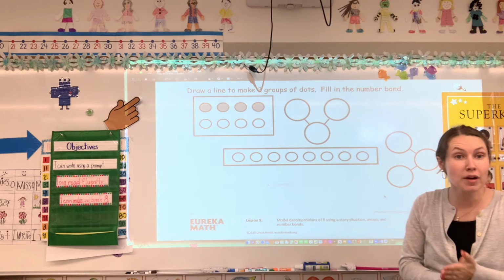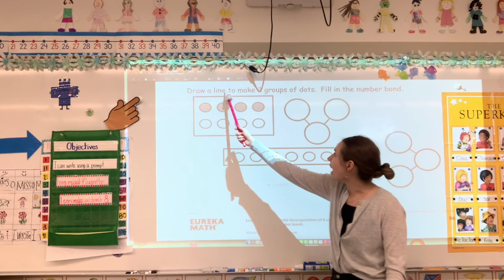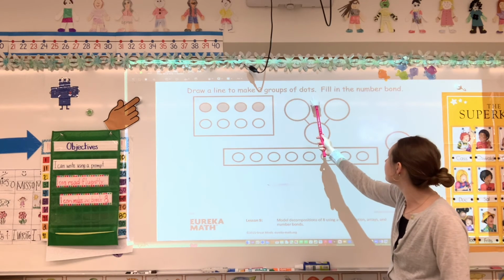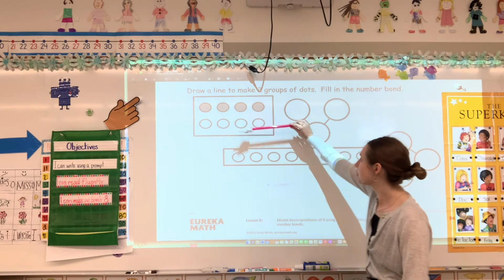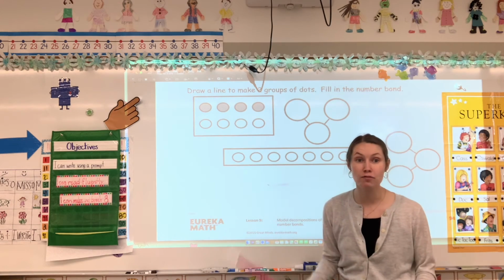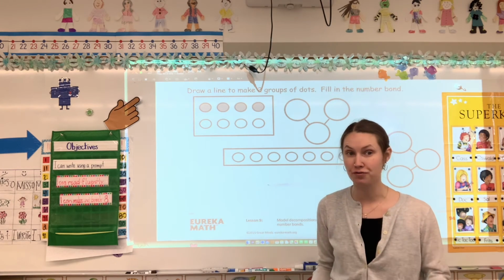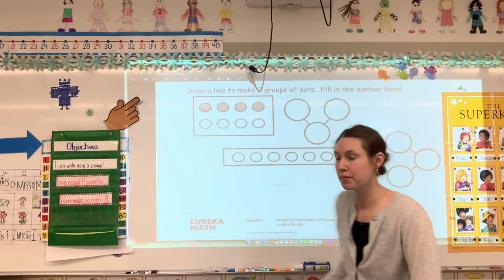Now for your homework, you're going to see the same thing. It says, draw a line to make 2 groups of dots. Fill in the number bond. So you're going to look at, here are your 2 problems, right here and right here. You have some different arrays. These groups of dots are called arrays. An array is like just the way that we arrange things, just the way that we make a group.